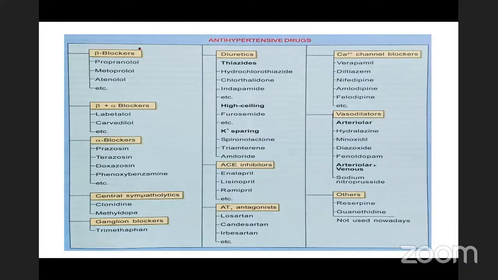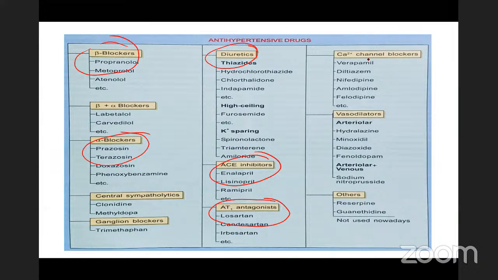So this is the classification of antihypertensive drugs, which I discussed along with that autoregulatory mechanism. The drugs like beta blockers, ACE inhibitors, angiotensin receptor antagonists, alpha blockers, and diuretics, we have discussed in detail in previous classes. However, the important points relevant to the use of these drugs in hypertension will be discussed here. So today's class will concentrate mostly on the calcium channel blockers and vasodilators, and other drugs will follow.